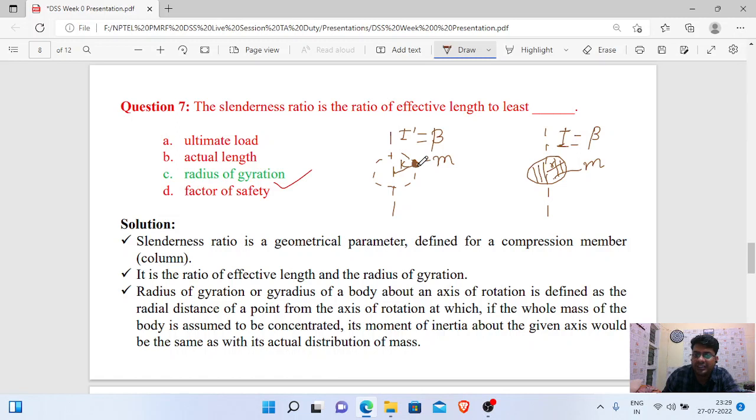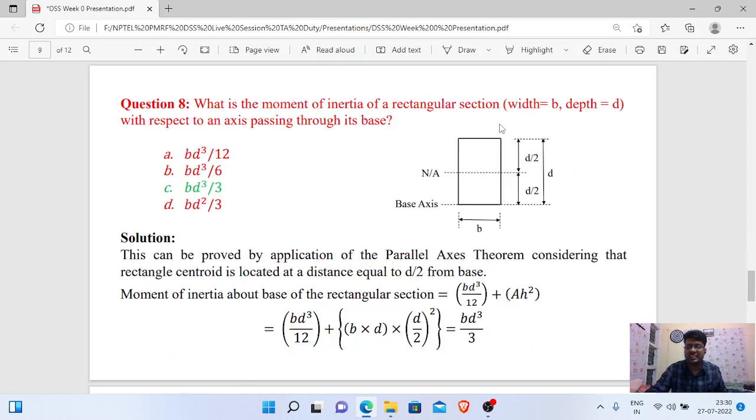So the distance at which this mass m is kept, that is distance k, is called the radius of gyration of this system. Means we are putting this mass m at such a distance so that the moment of inertia of this system will be equal to the moment of inertia of this system. So this k is called the radius of gyration of this system. So now I think that it can be understood. Now moving towards the next slide.